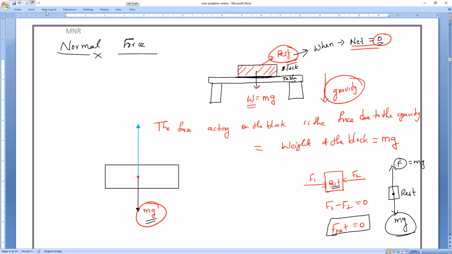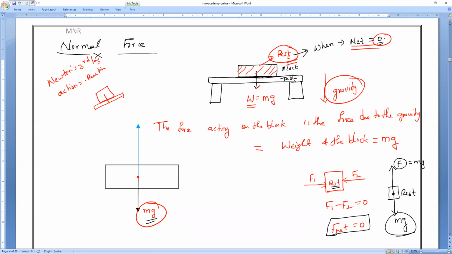Now, we all know Newton's third law. We studied that. What is Newton's third law? Every action has an equal and opposite reaction. Now, if I take this as the table, all of you observe, and this is the block.